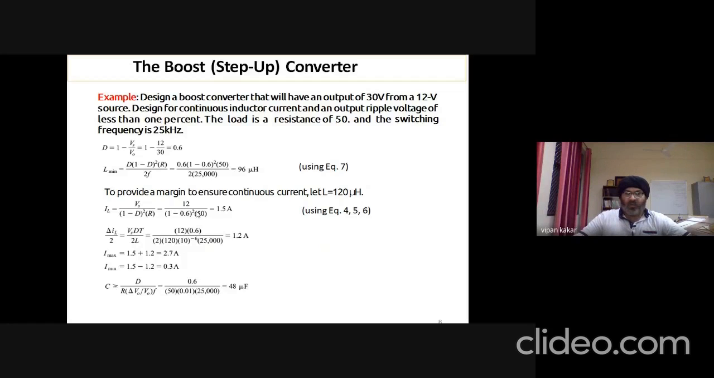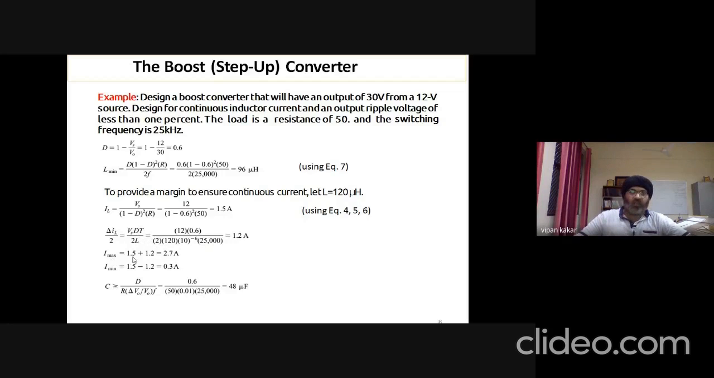And now to provide a margin to ensure that continuous mode of conduction is maintained, we need to assume the inductance is equal to 120 microhenry. So the inductor current comes out to be 1.5 amperes using equations 4, 5, and 6. The change in inductor current is 1.2 amperes, again using equations 4, 5, and 6.